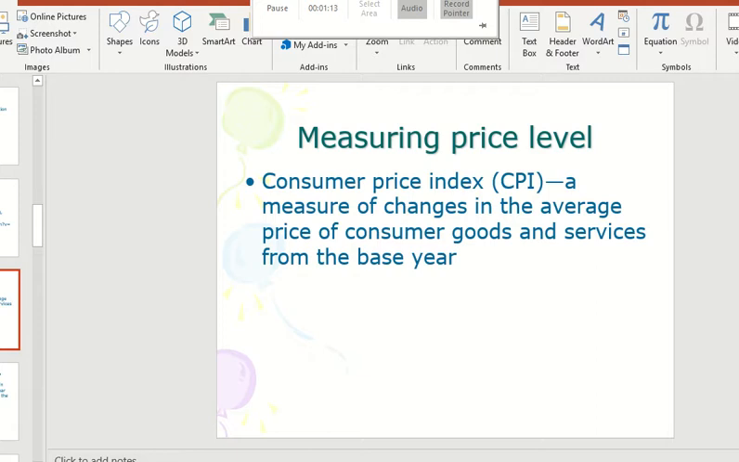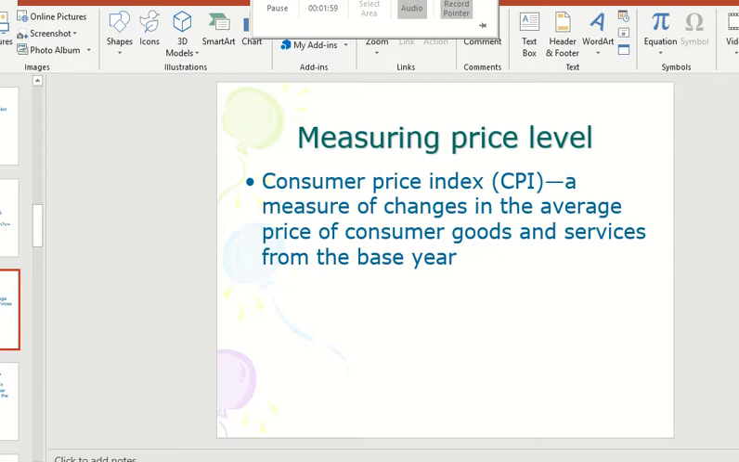I'm sure some of you have seen that in the newspaper. It's a buzzword, CPI. It's a measure of changes in the average price of consumer goods and services from the base year. In this course, we are not going to calculate the consumer price index. All we need to know is a rough idea of how this is constructed. Basically, as the name suggests, it is focused on consumer goods and services: food, transportation, education, health insurance, and so on.